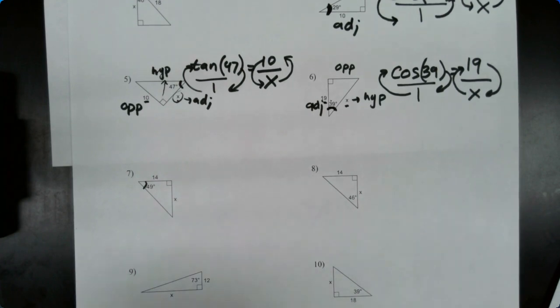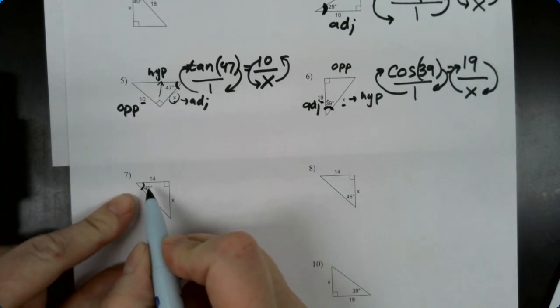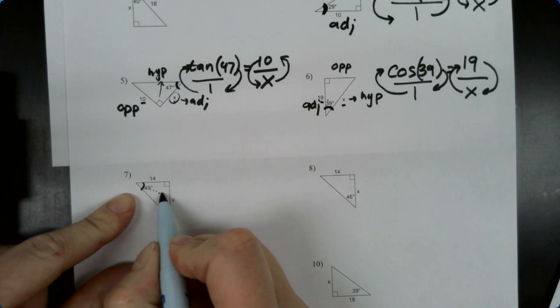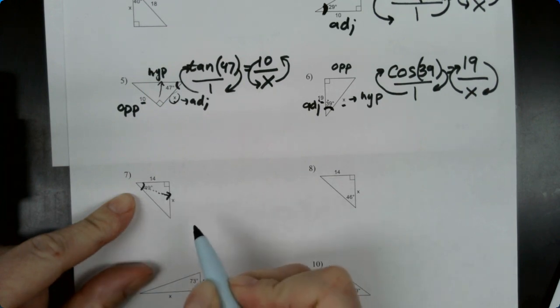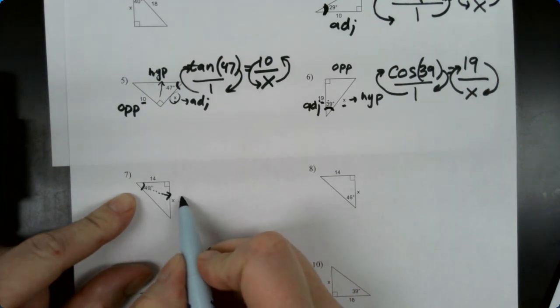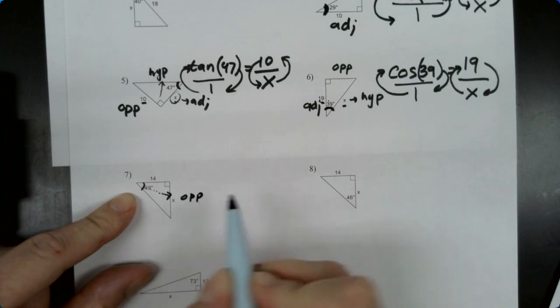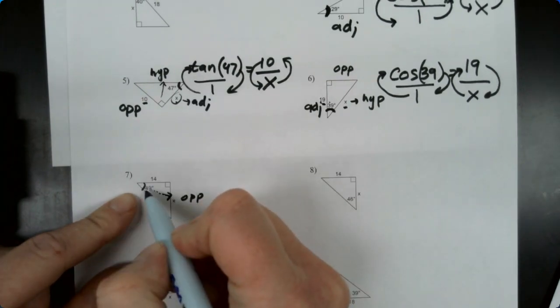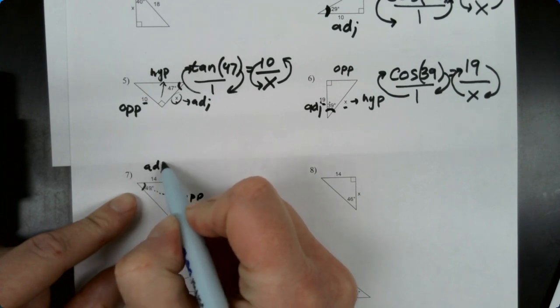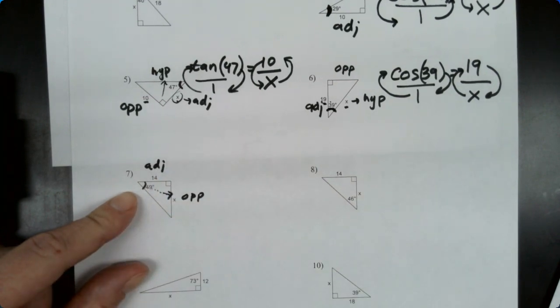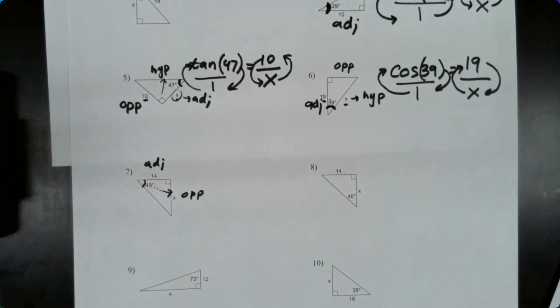Okay, I think we've probably labeled the sides. So the one that's across from the angle is the opposite side. So x is the opposite. And then 14 is the adjacent. Okay, did you get that? Okay, decide what trig function you're going to use. Okay, you already got it?